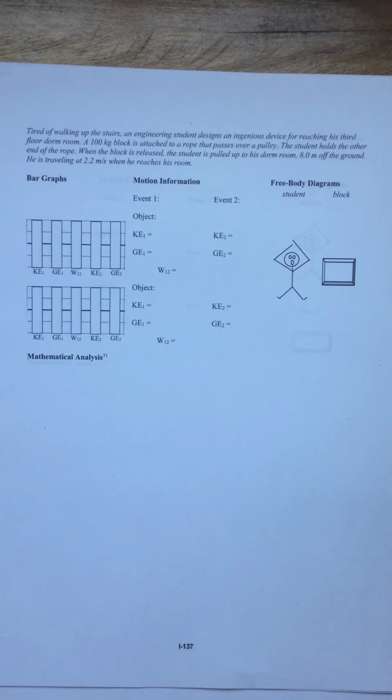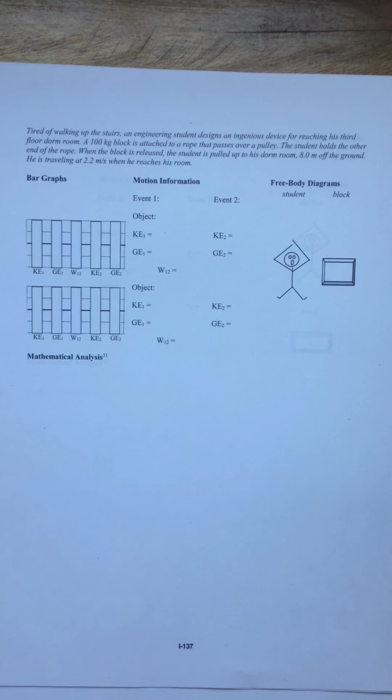Tired of walking up the stairs, an engineering student designs an ingenious device for reaching his third-floor dorm room. A 100-kilogram block is attached to a rope that passes over a pulley. The student holds the other end of the rope. When the block is released, the student is pulled up to his dorm room 8 meters off the ground. He is traveling at 2.2 meters per second when he reaches his room.